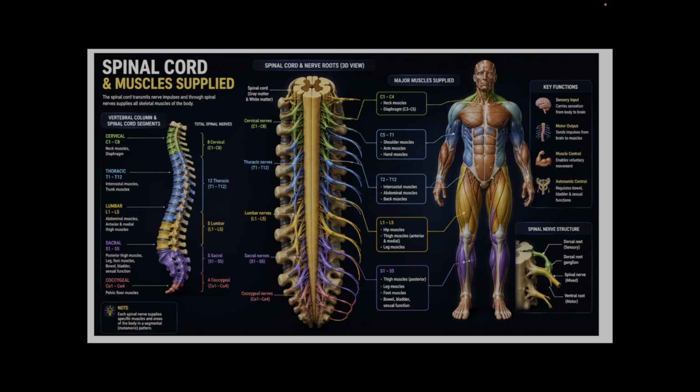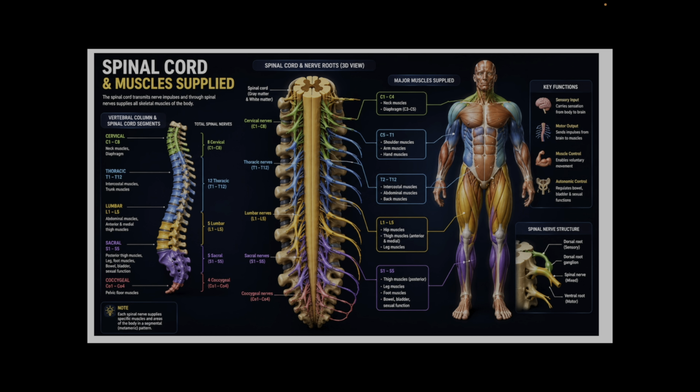From each spinal segment arise dorsal roots carrying sensory fibers and ventral roots carrying motor fibers. These unite to form a mixed spinal nerve before dividing into peripheral branches.